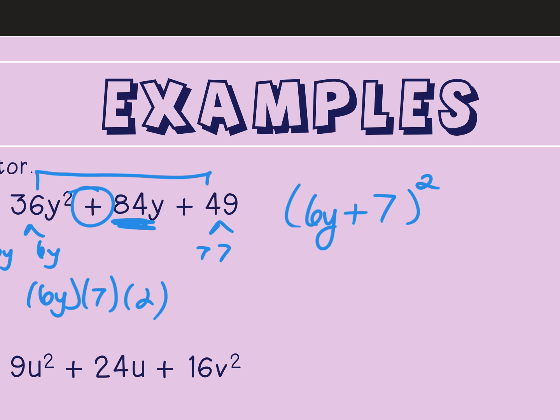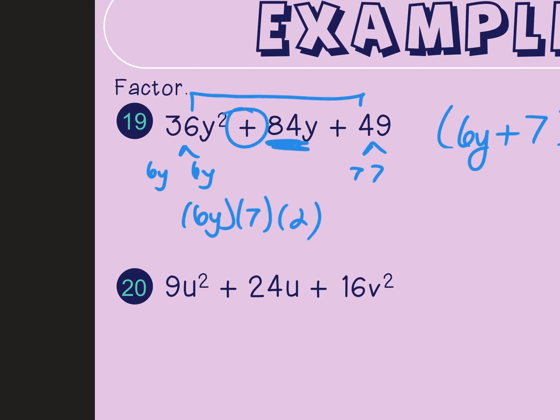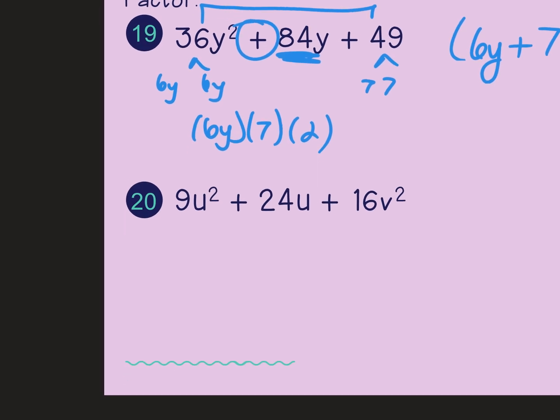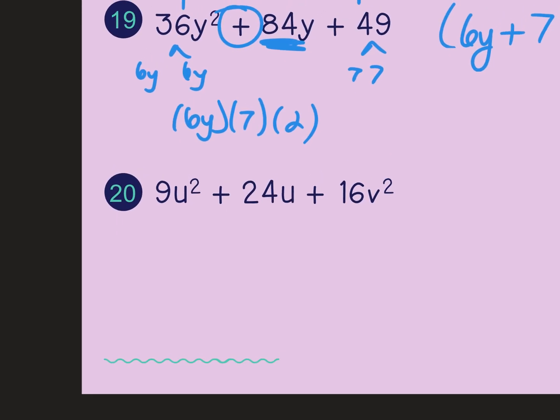Right? You look at something like number 20, and everything's going well, and then you're like, okay, you used a different letter, and there's 2 of them. Does anything change here, guys? No. Let's check this. What times what gives me 9u squared? 3u and 3u. What times what gives me 16v squared? 4v and 4v. So let's check.